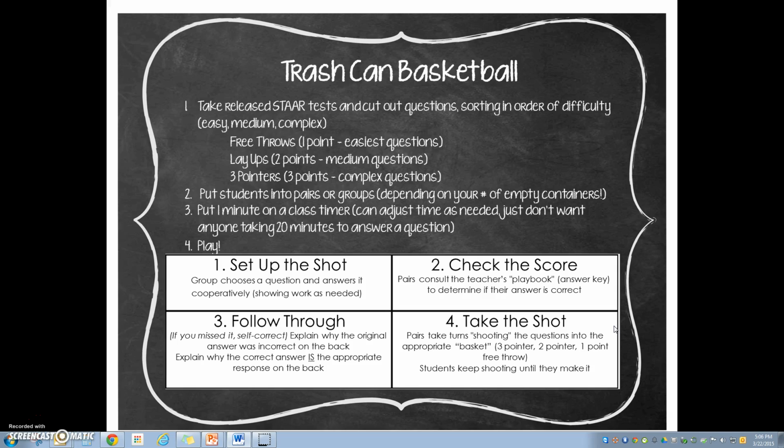The teacher records their score on a board and keeps a running total just to kind of foster healthy competition there and see which group is the winner.